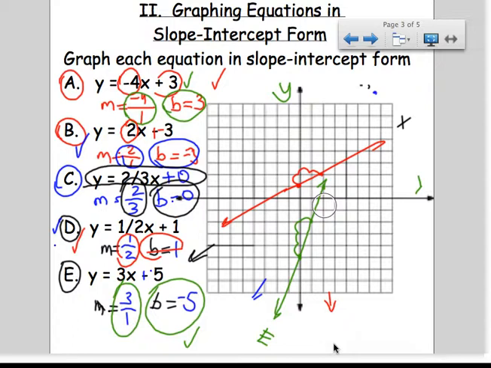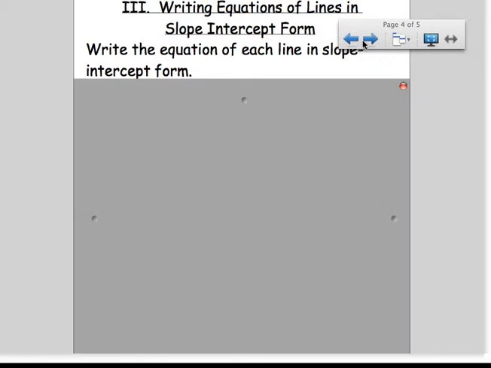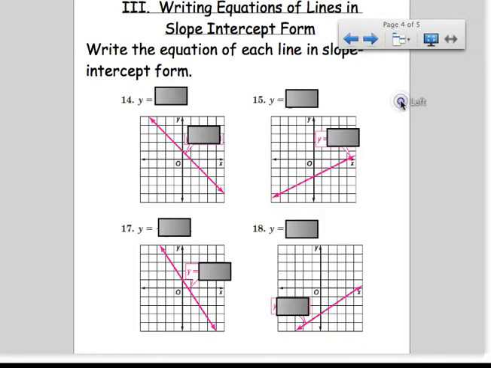Now it's a chance to put all these skills together, not by graphing any more equations, but by writing the equation if I give you the graph. So in these examples, I'm giving you a graph, and you need to write the equation. I'm going to do 14 and 15, then I'm going to ask you to do 17 and 18.